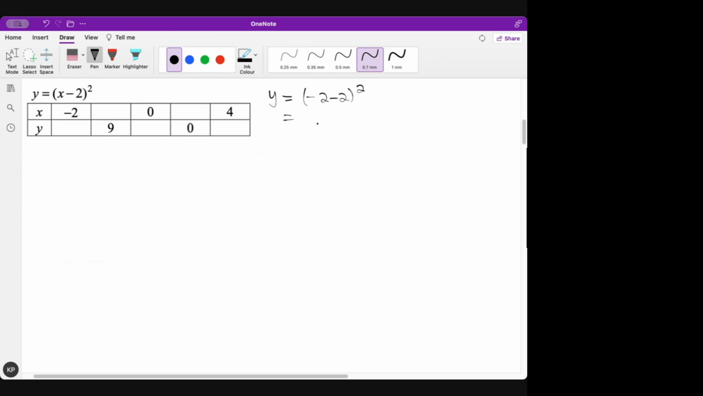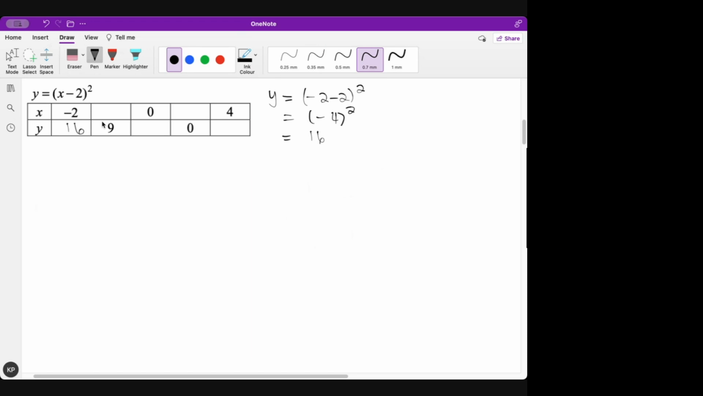What's negative 2 minus 2? Be careful. What's negative 2 minus 2? That would be negative 4 squared. And a negative 4 squared, negative 4 times negative 4, is not negative 16. It is a positive 16, because remember, you're squaring the negative as well. So it's a negative times a negative, which is going to end up giving you a positive answer. So my first one is 16.